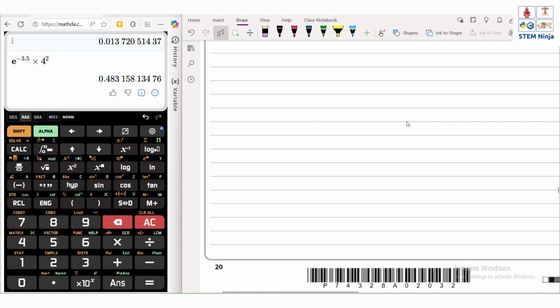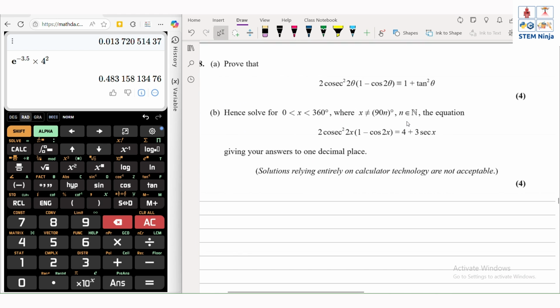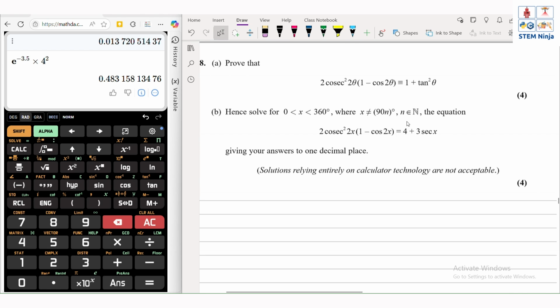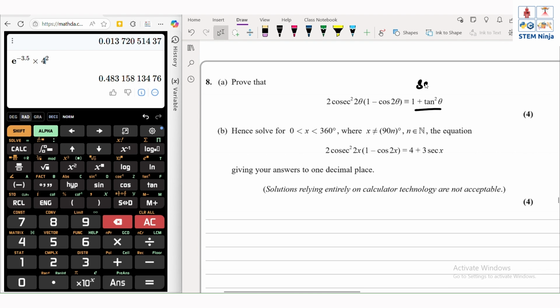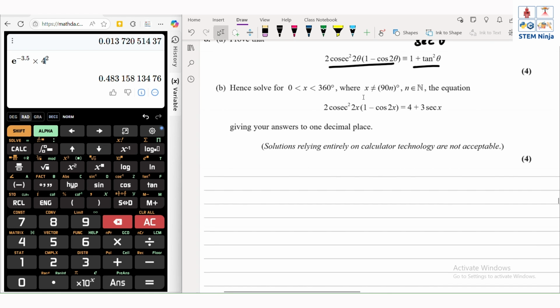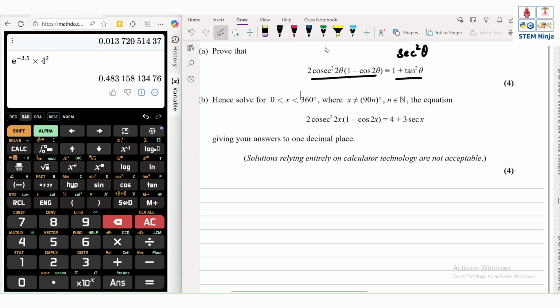All right, so moving on to question 8. Prove that 2 cosecant squared 2 theta times 1 minus cos 2 theta is identical to 1 plus tan squared theta. So 1 plus tan squared theta is equal to secant squared theta. That means the left hand side should come in the form of 1 over cos squared theta, or secant squared theta would also be fine. Now, first off, we need to deal with the left hand side.